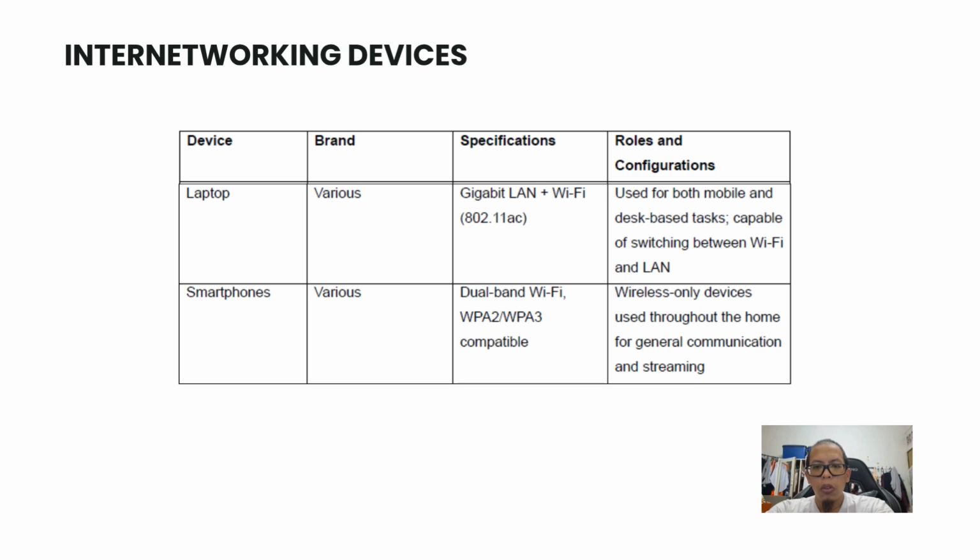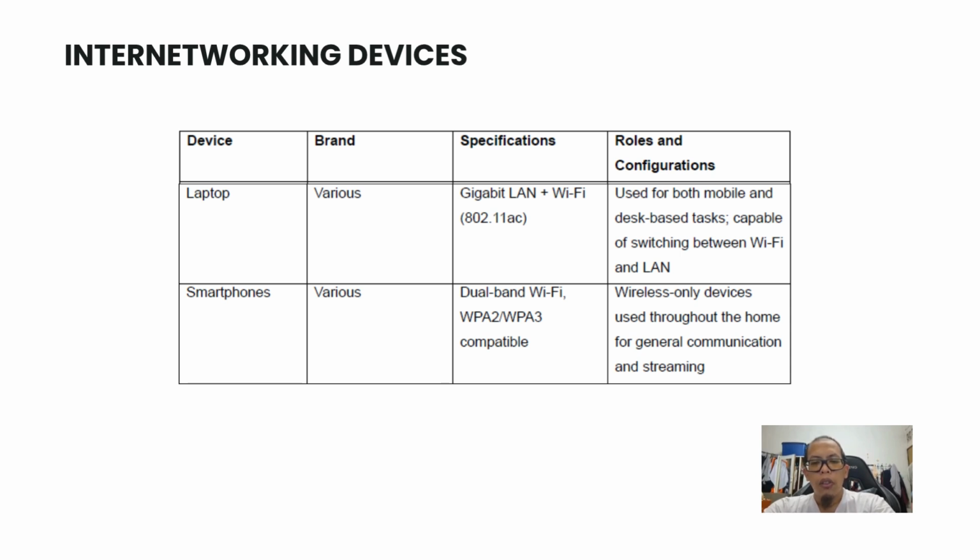So next we move to the laptop. Brands vary, such as Dell, Acer and HP. Specification is gigabit LAN and also Wi-Fi connection. The latest is 802.11 AC, and it is used for both mobile and desk-based tasks, and capable of switching between Wi-Fi and LAN.